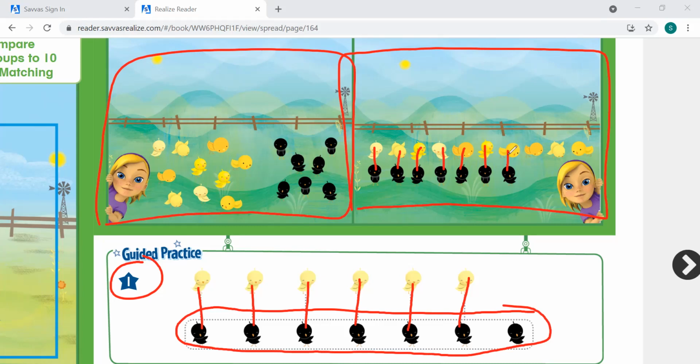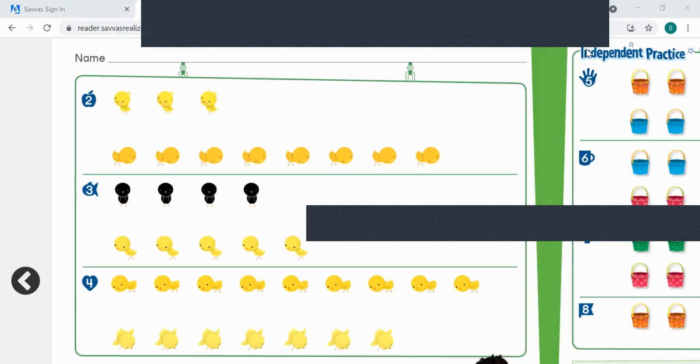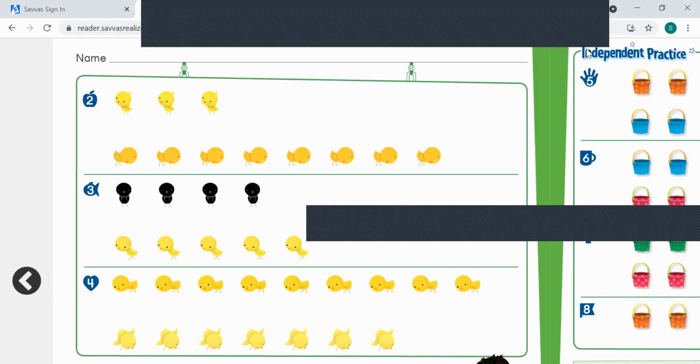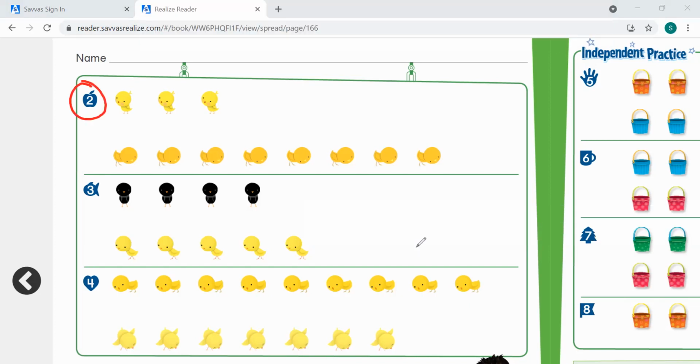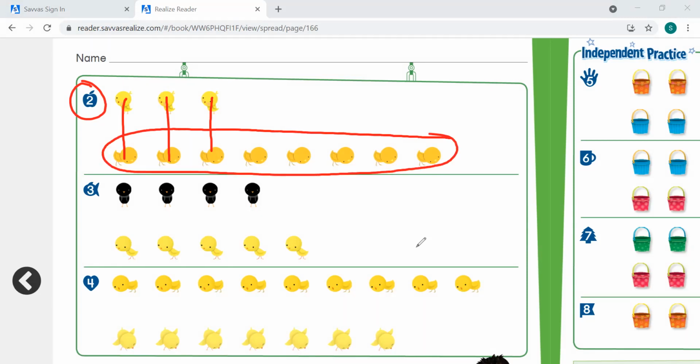Let's go to the next page. Let's look at number 2, sorry. All right, we're going to draw a line from each chick in the top group to a chick in the bottom group. And then we're going to draw a circle around the group that is greater in number than the other group. So draw a line. No more chicks to compare. So which group is greater in number than the other group? The bottom group. So we draw a circle.